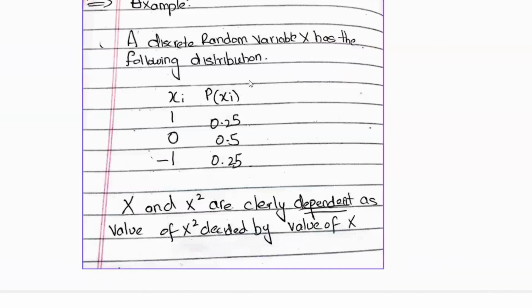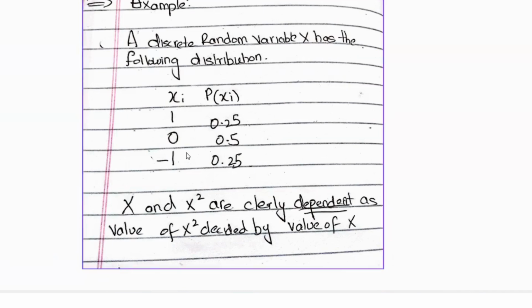So let's look at an example. Now we have a discrete random variable x with the following PMF. It takes the value 1 with probability 0.25, it takes the value 0 with probability 0.5, and it takes the value -1 with probability 0.25. Now let's look at two variables, x and x square. Now x and x square are clearly dependent, as the value of x square is decided by the value of x, right? They're clearly dependent.